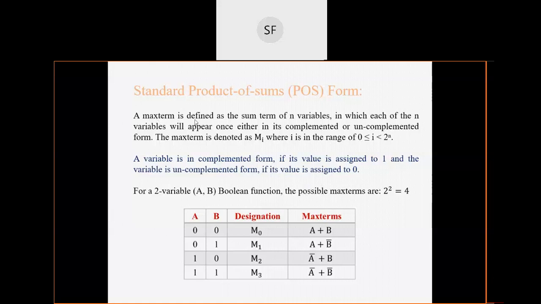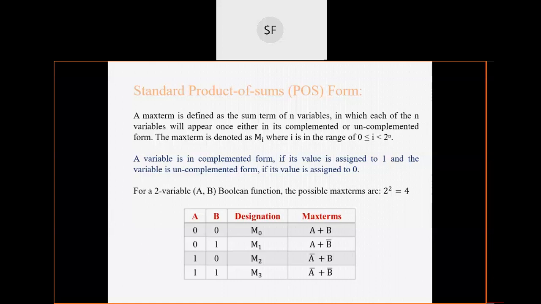Right? So a max term is defined as the sum term of n variables in which each of the n variables will appear once, either in its complemented or uncomplemented form.